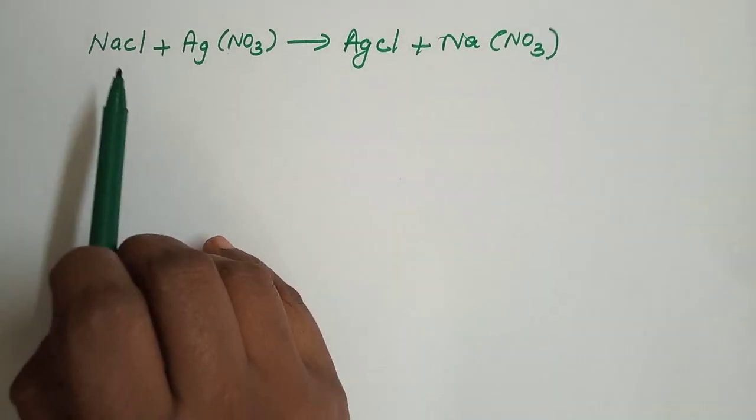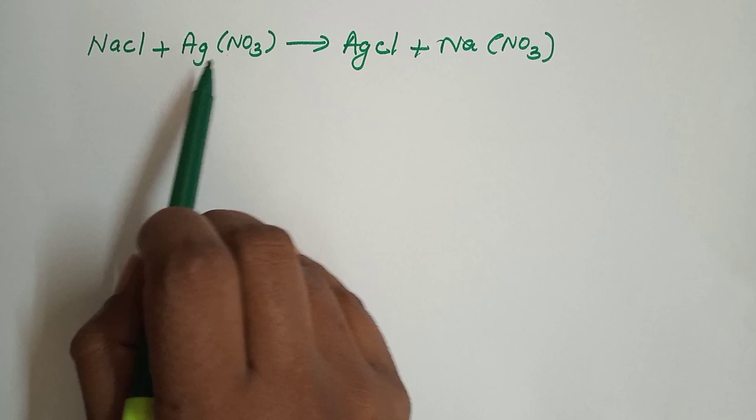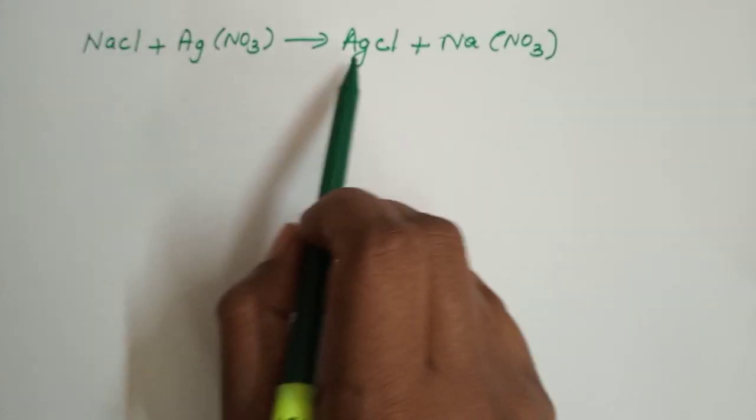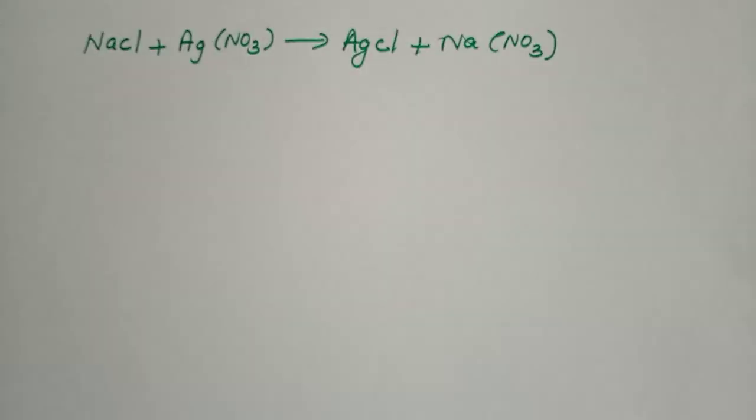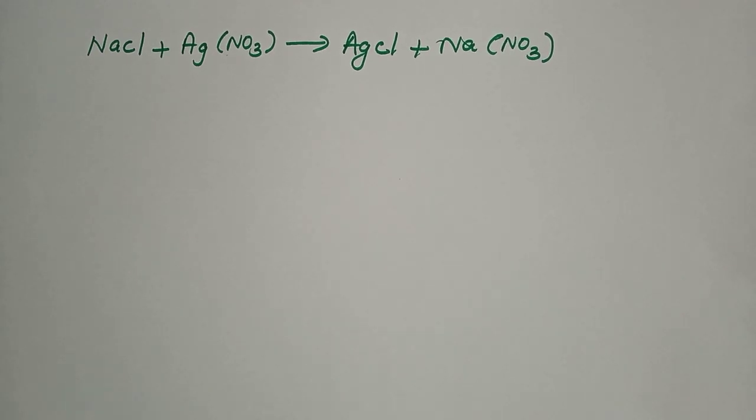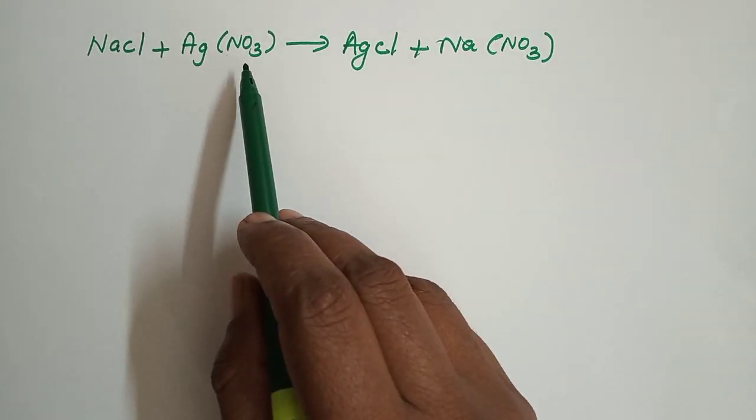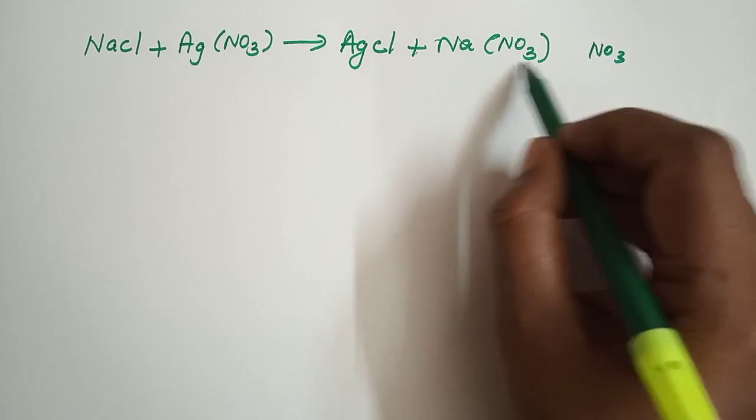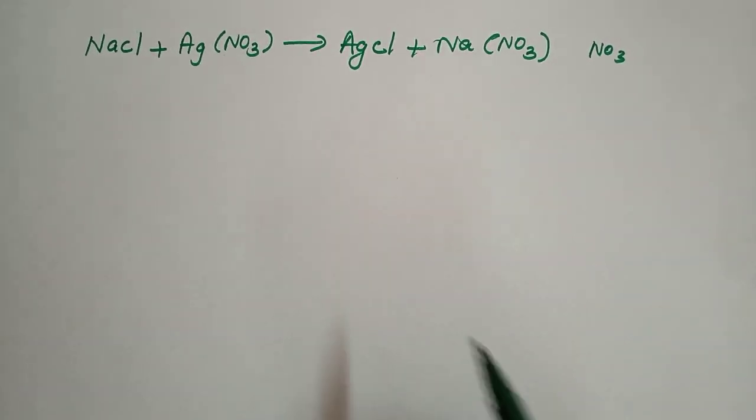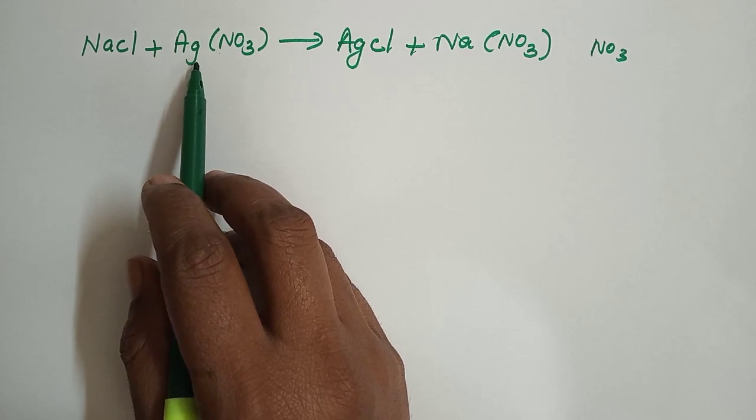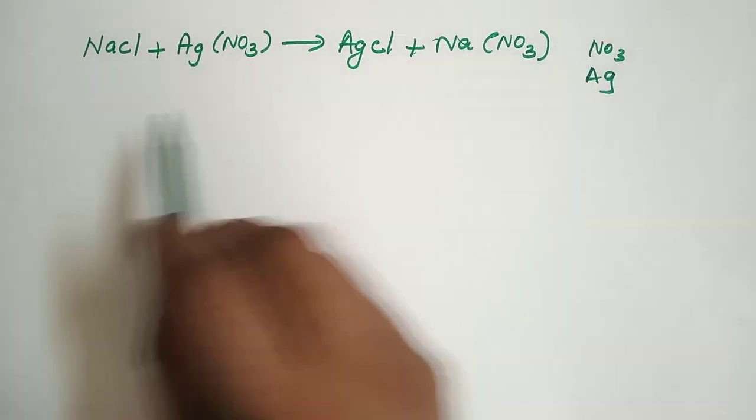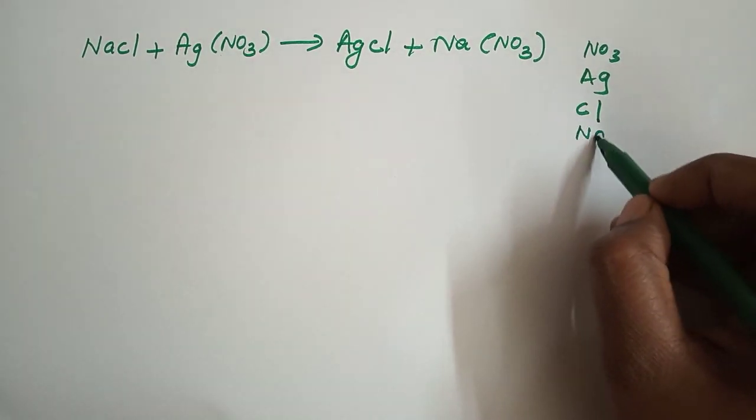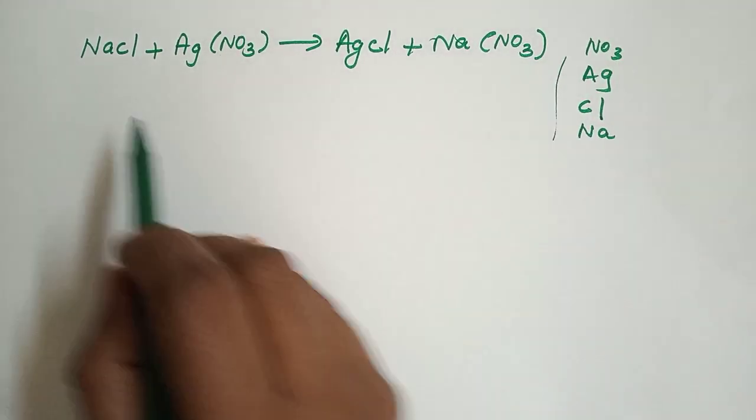Okay. Next one. NaCl, sodium chloride, plus AgNO3, silver nitrate, gives AgCl, silver chloride, plus sodium nitrate. This is an equation, so we have to balance it. Here, do we have any compound or polyatomic materials? Yes, we have NO3. So first we have to take NO3. Here also NO3, here also NO3. Next, is there any metal? Yes, Ag, silver is a metal. Non-metal, chlorine. Then Na, sodium, and chlorine. Like this only we have to balance the equation.